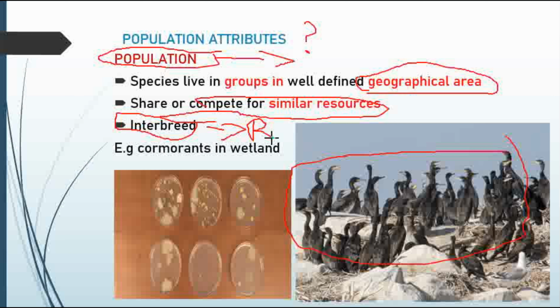So what all can you say as an example for a population? You can say the bacterial culture in a Petri plate is also an example of a population. Also teak wood trees in a forest, or if you take a water body, lotus plants in a pond. Then the rats in a building are also a population. So these are the examples of a population.